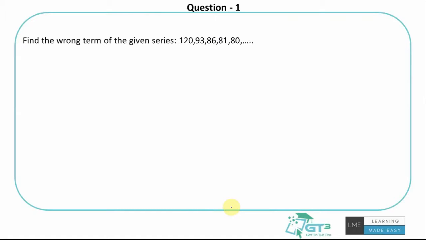As we regularly suggest, pause the video, try this question on your own. Once you're done, we can check the solution, and you can also follow our explanation if you could not solve it. Even if you could solve it, you get an idea of how to solve it, maybe in a different way if you have not used the same method. So find the wrong term of the given series. Here the question is, I have to figure out which of these following terms is wrong. Right, so I see 120, 93, 86, 81 and 80.